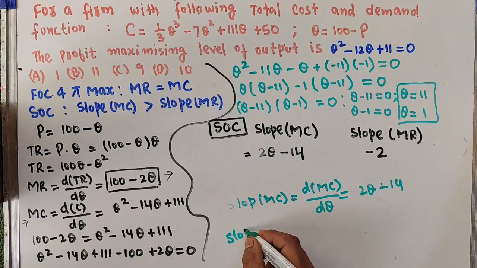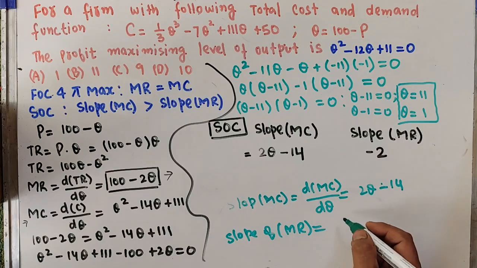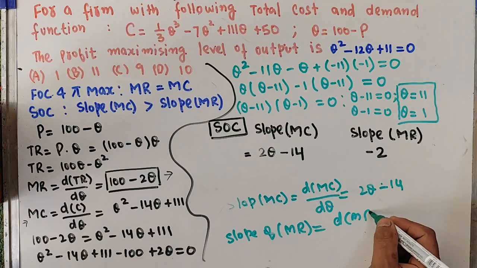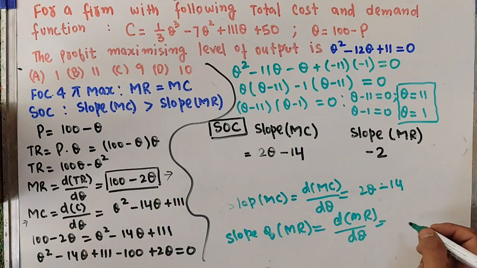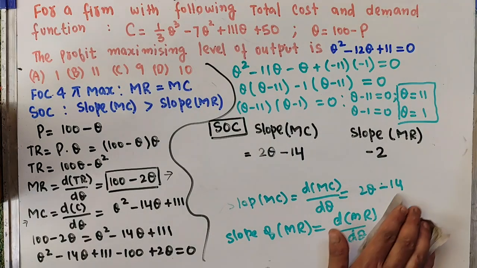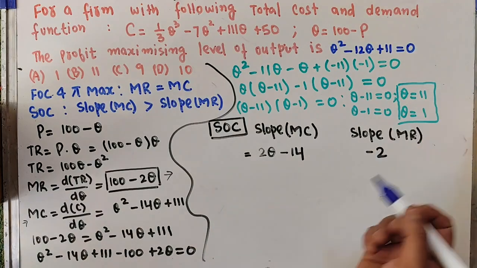Similarly, the slope of the marginal revenue function is the derivative of the marginal revenue function with respect to output. That means differentiating this marginal revenue function again. The derivative of a constant is 0, the derivative of q will be 1, we are left with minus 2. I have explained how to write it. Let me now rub this out. Now we need to check them at the two critical points.